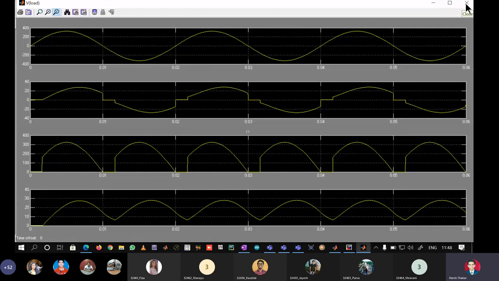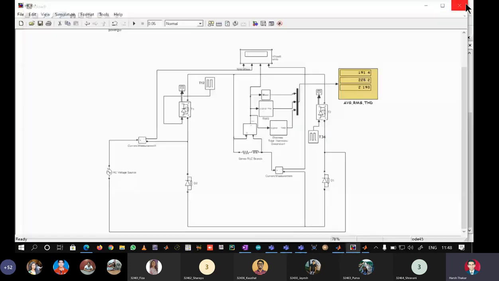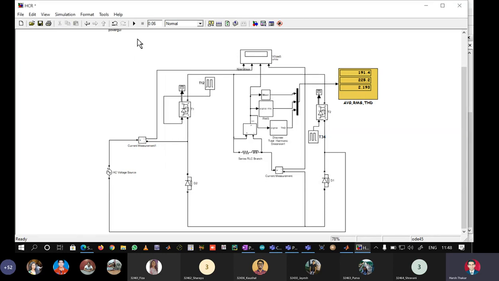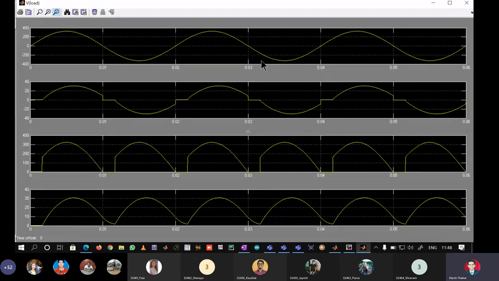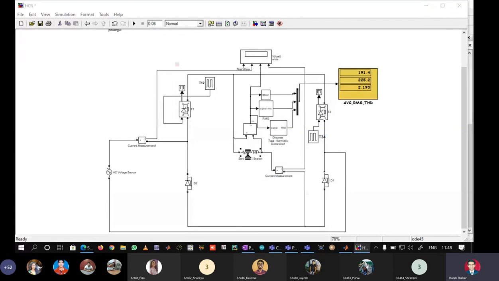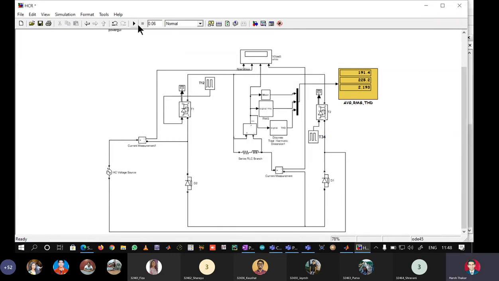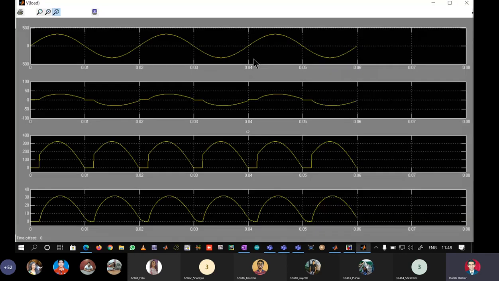You are seeing that the ripples are reducing, and now the load current is not touching the x-axis. Initially it was touching the x-axis. So with 10 millihenry of inductance in the load side, the load current is just touching the x-axis. If I reduce it further, say I make it 5, it will not only touch the x-axis, it will also remain on the x-axis for some time. You see, it is remaining.